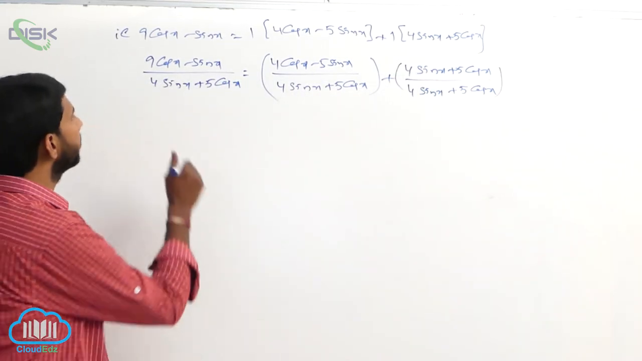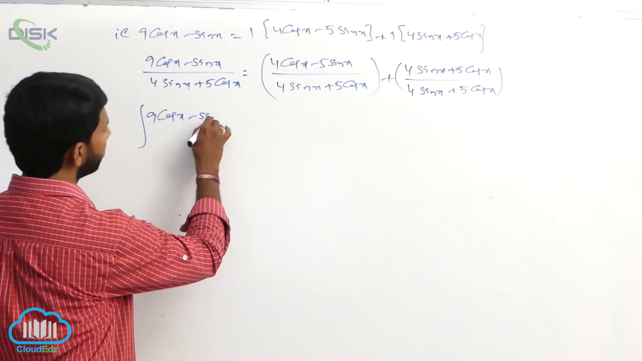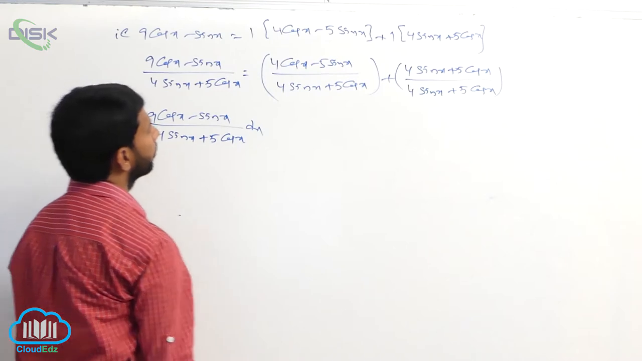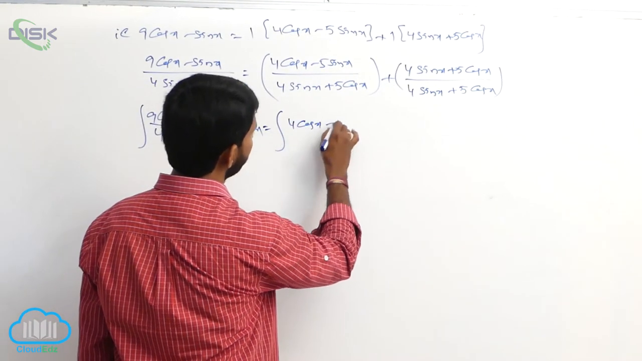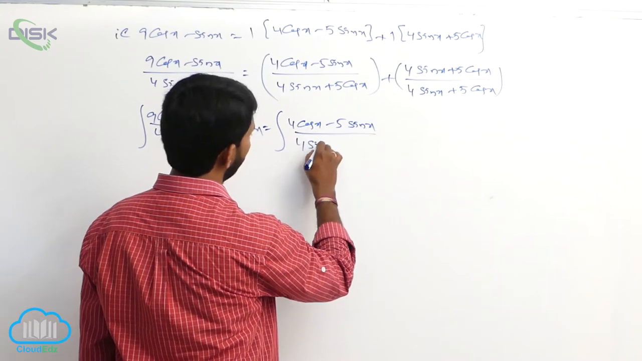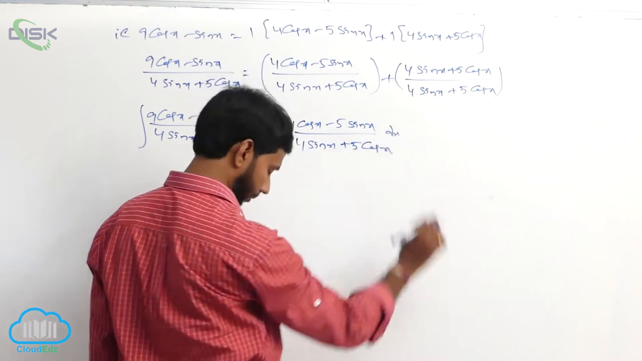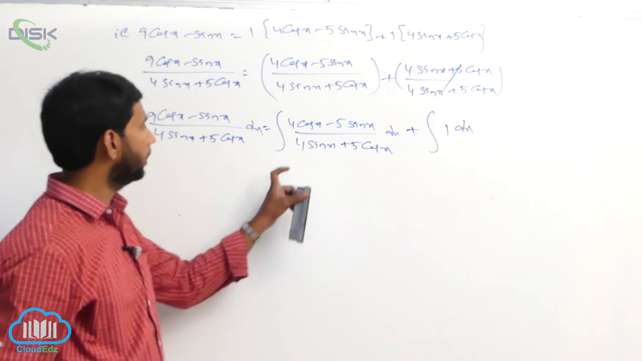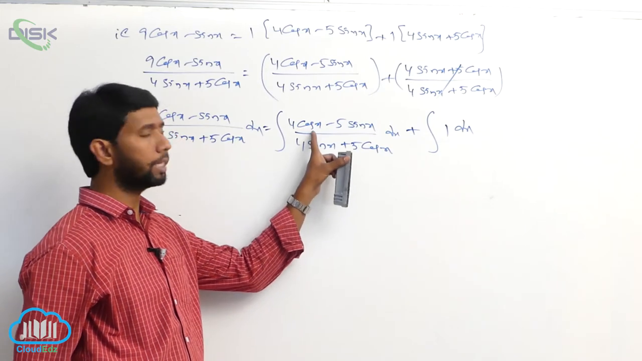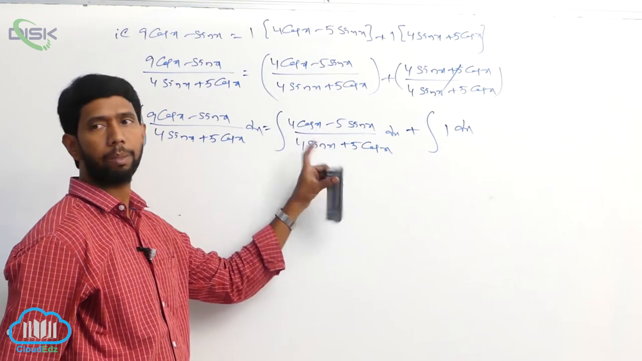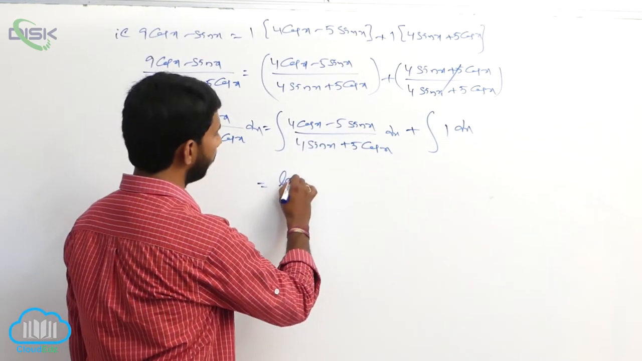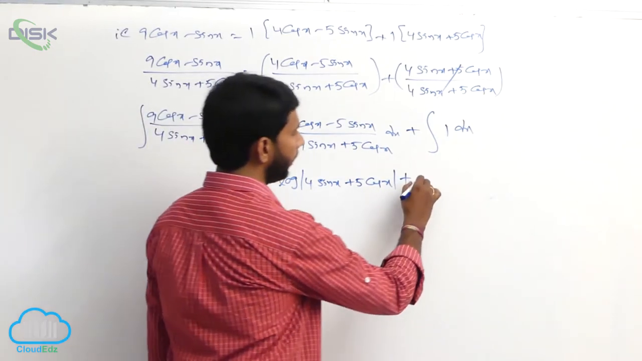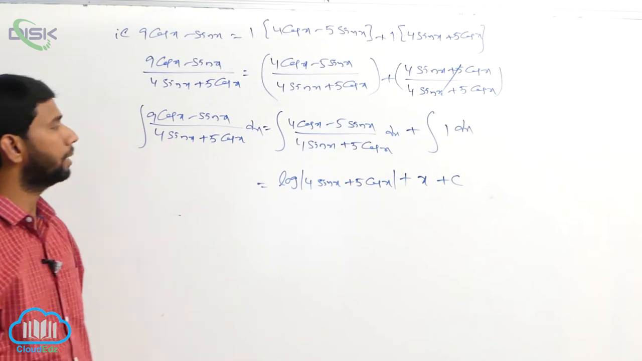Apply integration on both sides. Integral of 9 cos x minus sin x by 4 sin x plus 5 cos x dx is equal to integral of 4 cos x minus 5 sin x by 4 sin x plus 5 cos x dx plus integral of 1 dx. Here in the first integration, the derivative of the denominator 4 sin x plus 5 cos x is 4 cos x minus 5 sin x, that is of the form integral of f dash x by f of x. Integral of f dash x by f of x means log mod f of x. That is log mod of 4 sin x plus 5 cos x plus integral of 1 dx means x plus some constant.